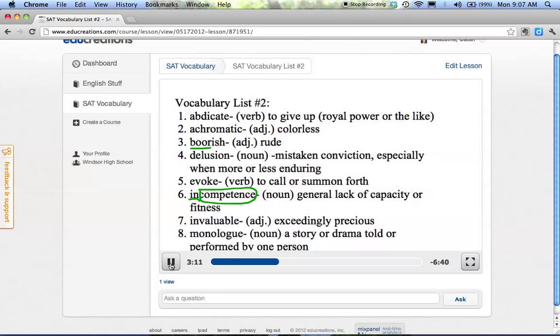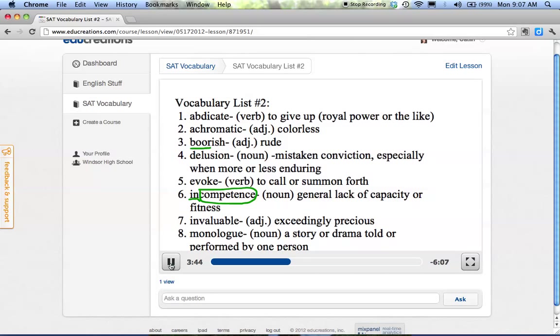Now, interestingly enough, 7 begins with the IN as well, but the word is invaluable. And instead of meaning not valuable, it actually means exceedingly, very, extremely valuable or precious. So if something is invaluable, it is almost so valuable you can't put a price tag on it, right? So for some people, their memories or their photo albums would be described as invaluable. They're irreplaceable.